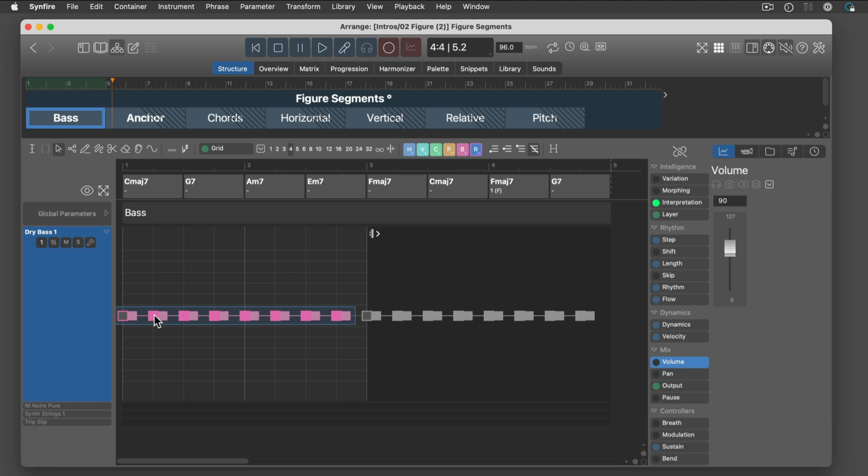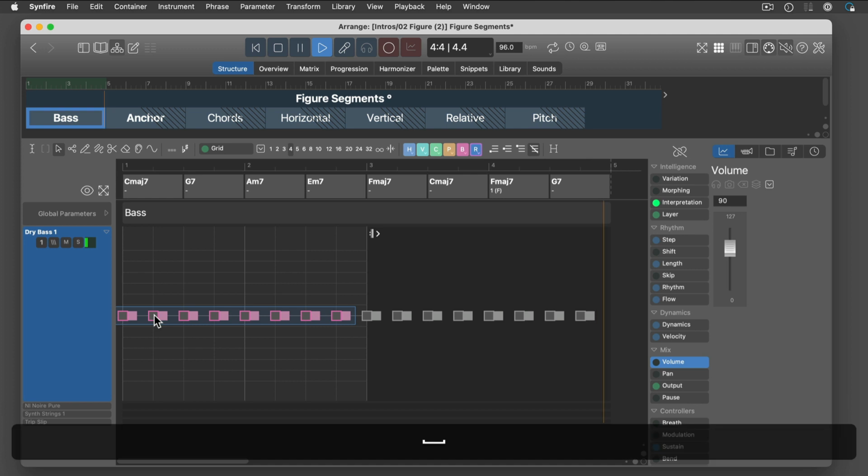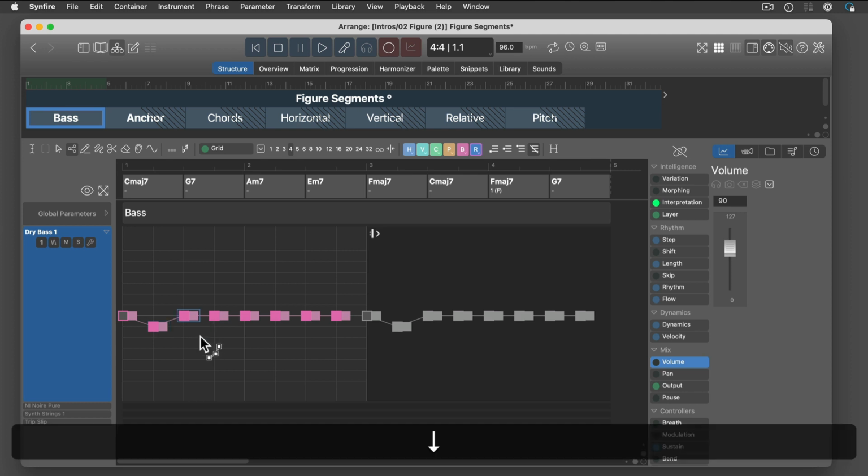Now, if I ungroup the segment, the symbols are no longer connected. Likewise, if the melodic shape looks like this, Synfire will attempt to preserve it.